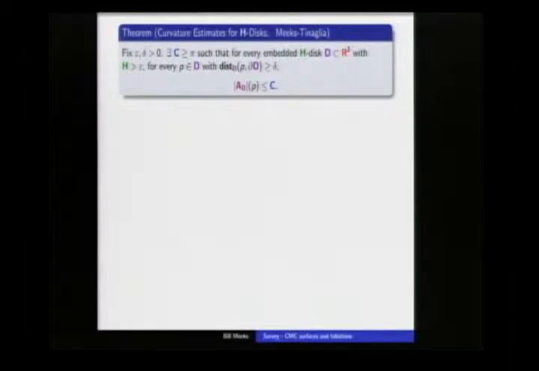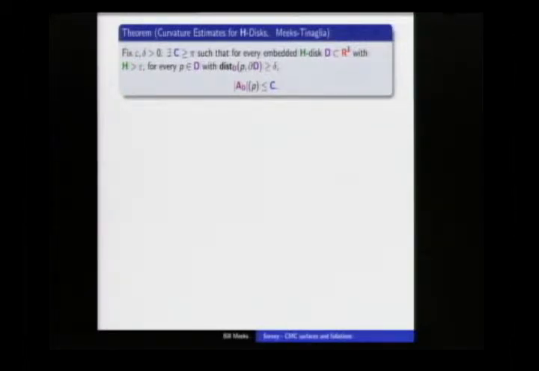Okay? But I have another number, delta. And that delta is going to be the distance to the boundary, I'm sorry. Epsilon is going to be a bound for the mean curvature. So I want the mean curvature to at least be something.